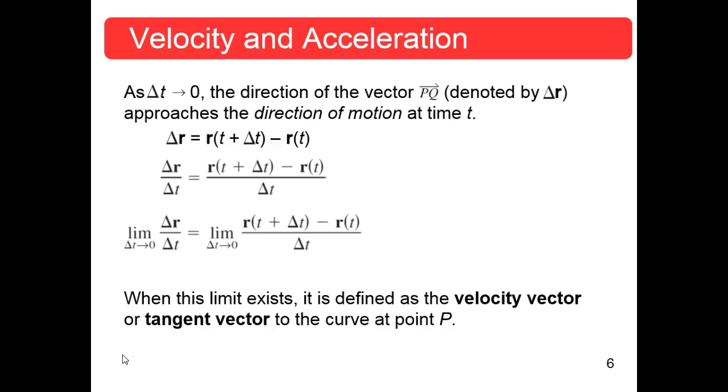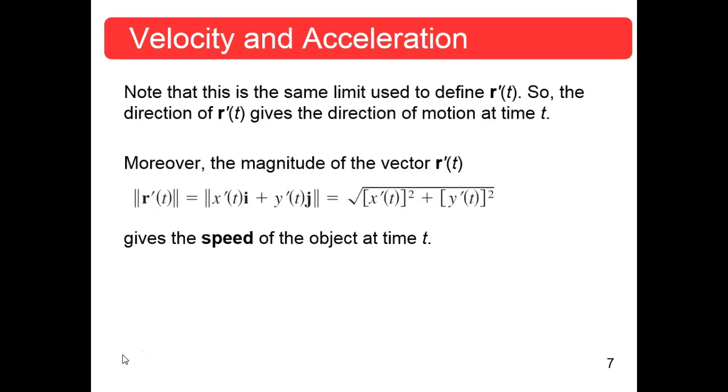Okay, approaches the direction of motion at time t. So the delta r is your difference of r of t plus delta t minus r of t. And when you divide that delta r by delta t, you get your derivative, which is, of course, that. When that limit exists, it's defined as the velocity vector or the tangent vector to the curve at point P. Velocity of the point or tangent to the curve at the point.